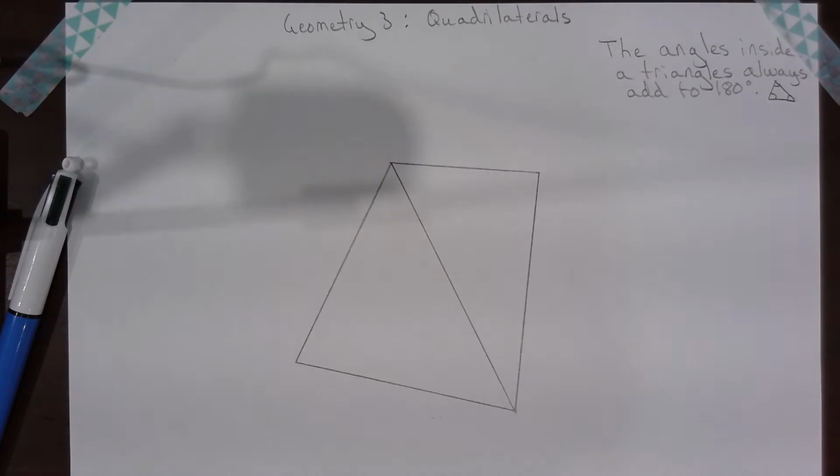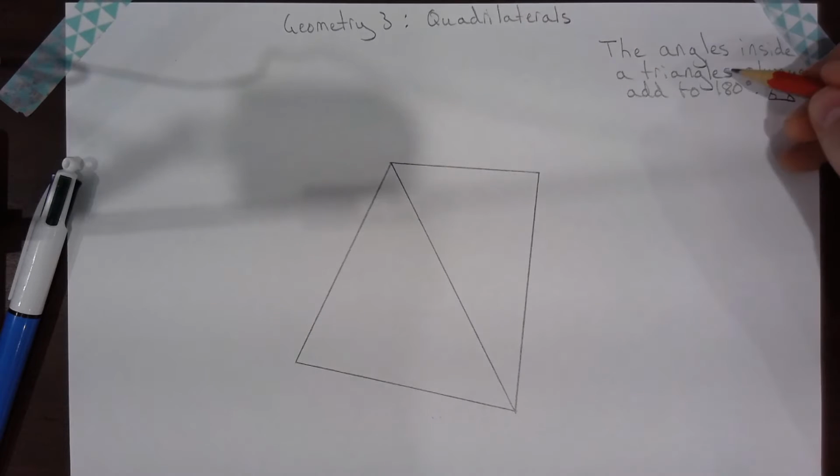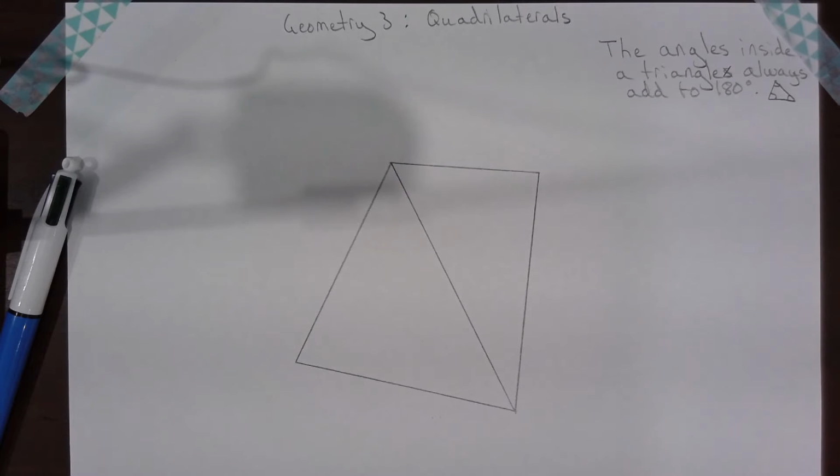We already know that the angles inside a triangle always add to 180. And here in front of us, we have a quadrilateral, and I've shown you that it's made up of 2 triangles. That's going to be true of any quadrilateral.